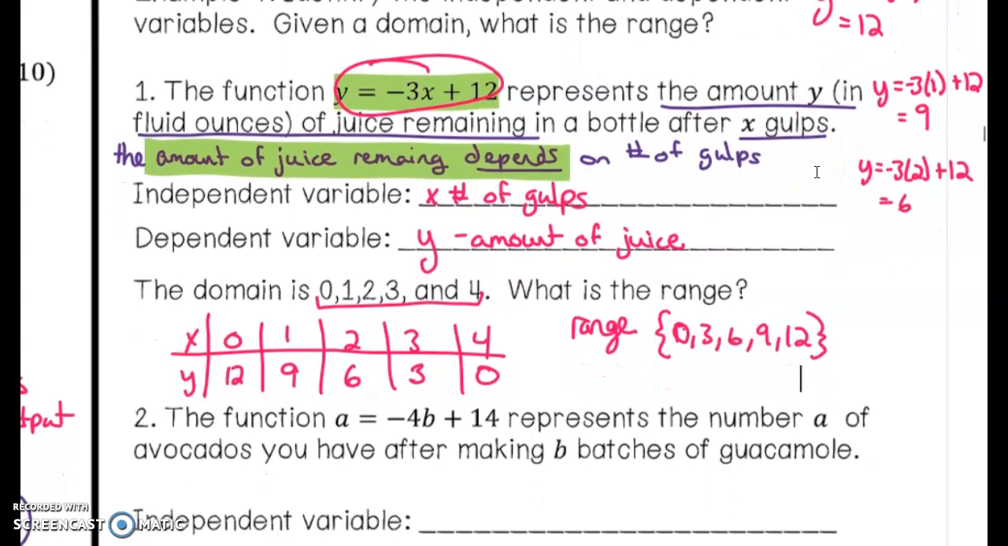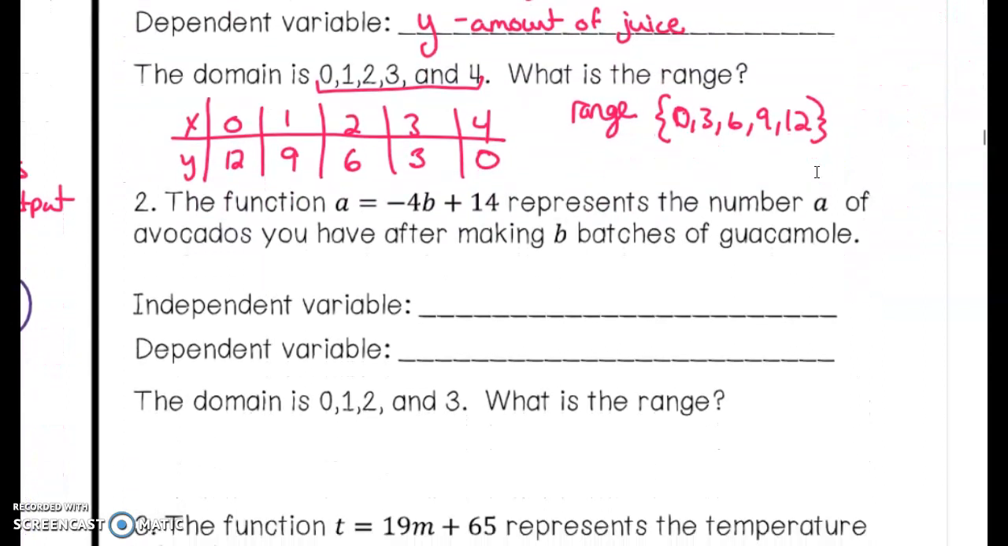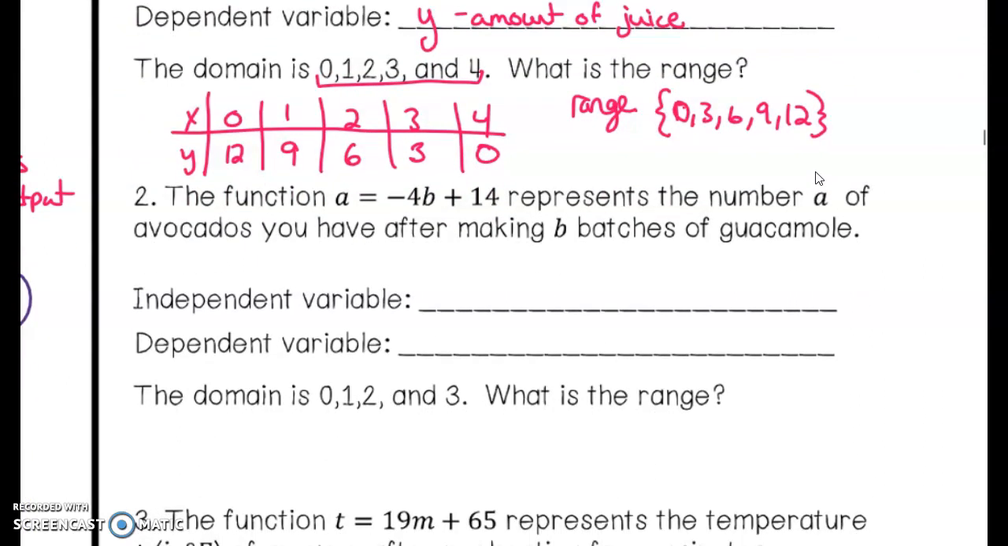Okay, let's talk about another one. So this one says the function, so they're just giving me the equation. It's not like I know this, it's just part of the problem. So it's not something I have to know, I just have to be able to see it's in the problem. So this function, a equals negative 4b plus 14. Okay, let's read the words. It's always hard to figure it out. Represents the number A of avocados you have. Okay, so A is the number of avocados you have after making B batches of guacamole.